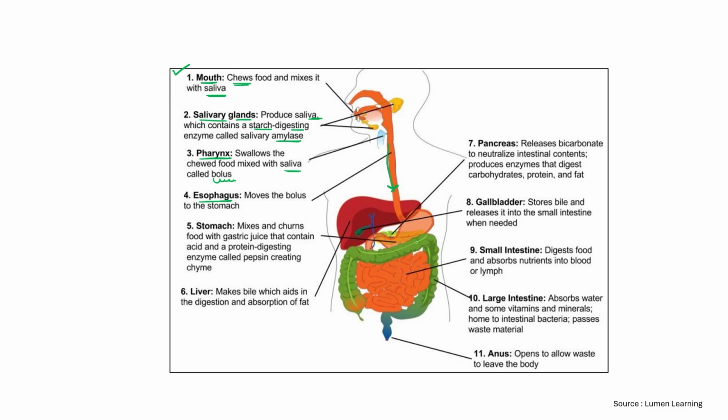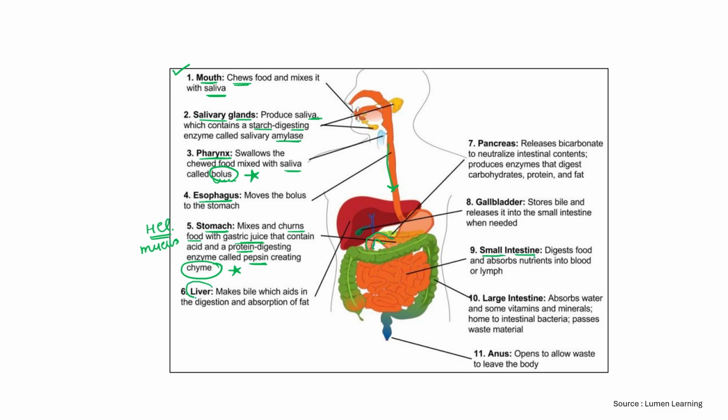Now this is the stomach, a J-shaped structure, where the stomach churns the food with gastric juice. This gastric juice contains HCl, certain protein-digesting enzymes like pepsin, and some mucus. Because of the presence of HCl, it provides an acidic medium. Now we can use the term chyme for the food. Here bolus, here chyme.